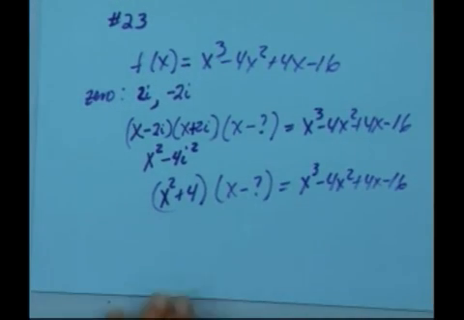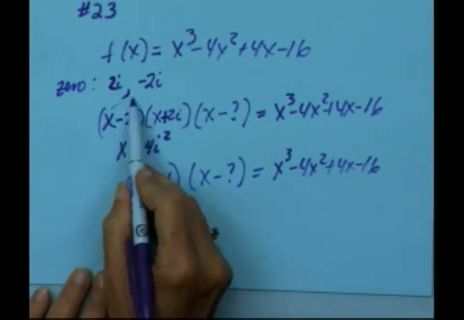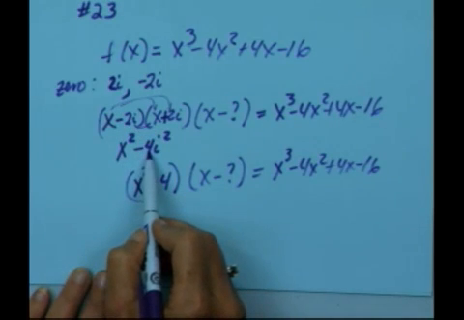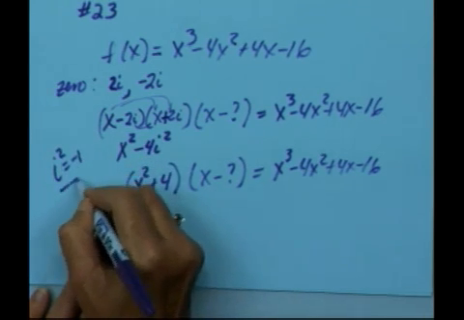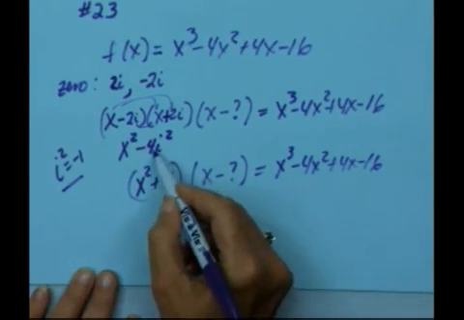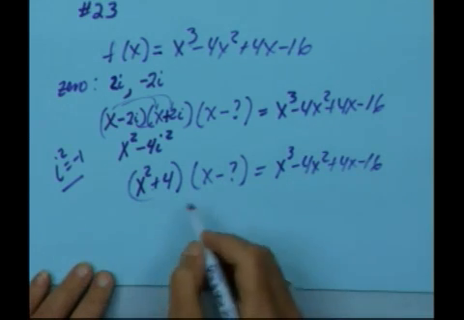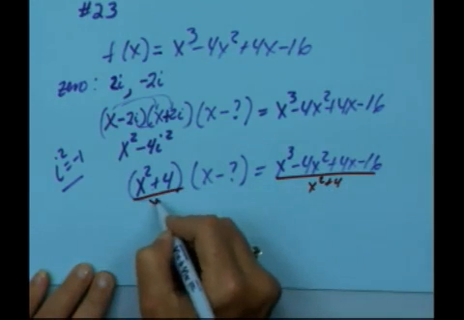Hold on, what did you just do from here to here? I multiplied this out, and that gave me x squared minus 4i squared. I squared is equal to negative 1. Negative 1 times negative 4 is positive 4. What's the next step, everybody? Division. So you'll divide both sides by x squared plus 4.